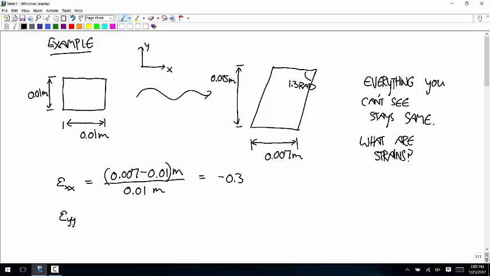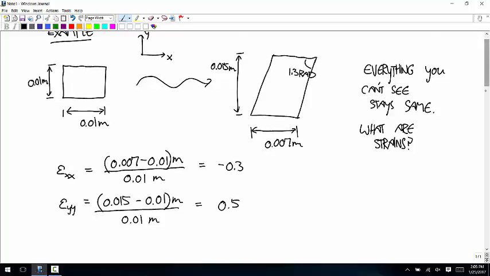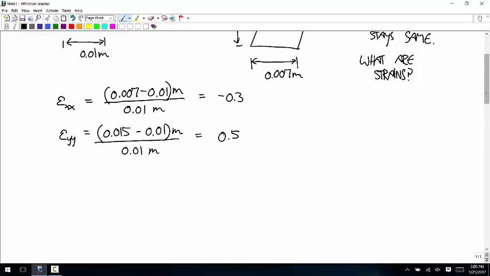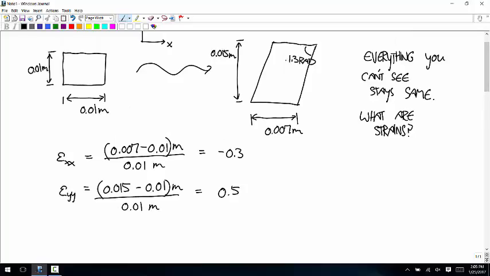Then for epsilon yy, the final length along the y-axis is 0.015. The initial is 0.01, divided by the initial, 0.01. And you get positive 0.5. And then the last non-zero strain is the XY shear strain.